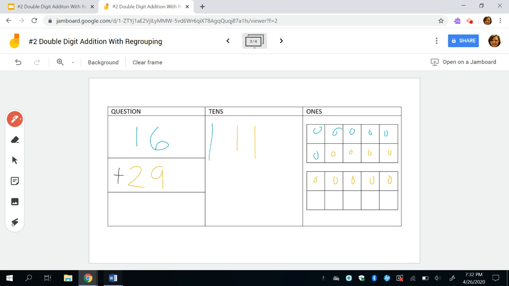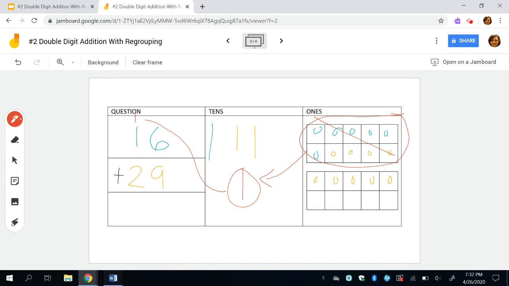So now I need to look at my ones. Do I have 10, a group of 10 ones? Yes. The top is filled. That shows us a 10 frame is filled, so we know we have 10. We don't keep 10 ones. We regroup that into the tens. Then we take this and we show it in our numbers. So we know that we added 1 ten.